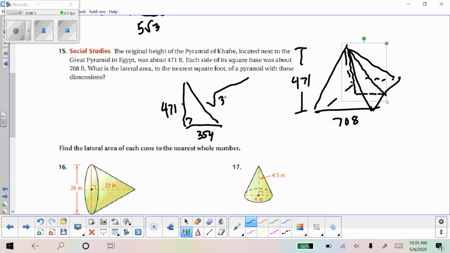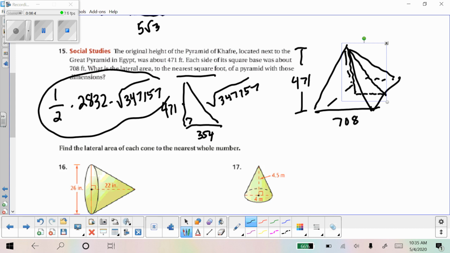And I get the square root of 347,157. So there's your slant height. So now we're going to do the lateral area as 1/2 the perimeter, which is 708 times 4, 2,832, times the slant height, which is the square root of 347,157. It's round to the nearest foot, so there's the math you would do to get that. All right.